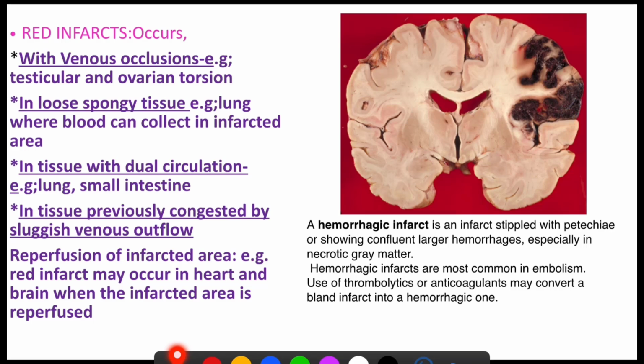So with venous occlusion, red infarct will be seen in testicular and ovarian torsion. It is also seen in loose, spongy tissue like the lung, where there is an infected area you can identify. Tissues with dual circulation like the lung and small intestine, and because of reperfusion of the infarcted area, we can find this type of hemorrhagic infarct.